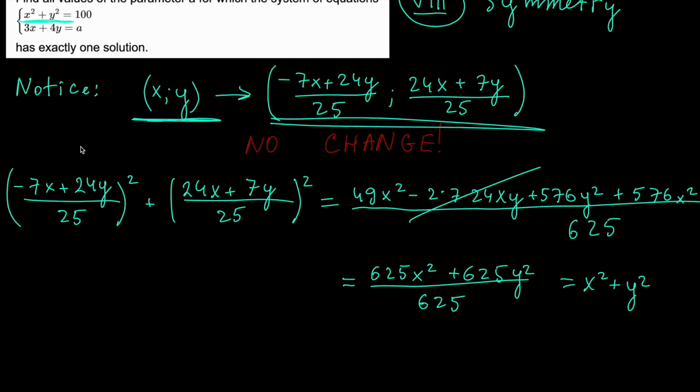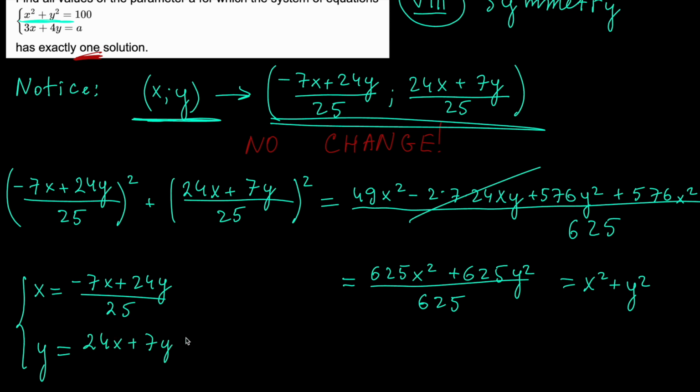But we want a unique solution. We want exactly one solution, which means that x should be equal to that fraction. So we're going to have x equals (-7x plus 24y) divided by 25, and y should be equal to that fraction. So our new system of equations is this, and y equals (24x plus 7y) divided by 25. And by the way, I should have proven that this equation remains unchanged too, but that's going to be a simple proof, so I'm going to leave it to you. Just substitute x and y with this and see yourself that the result is the same equation.